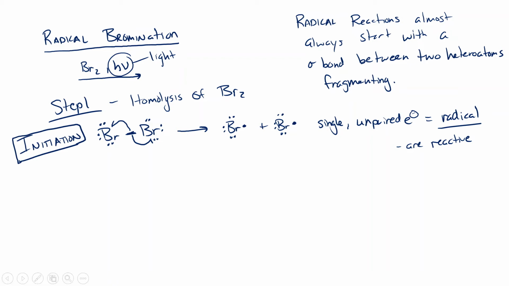Step 1 is always going to be initiation. We go from having no radicals on the starting material side to having radicals on the product side, right? That's an initiation step. We start with no radicals and we create radicals. Now the question is, what do those radicals do? So let's do an example.